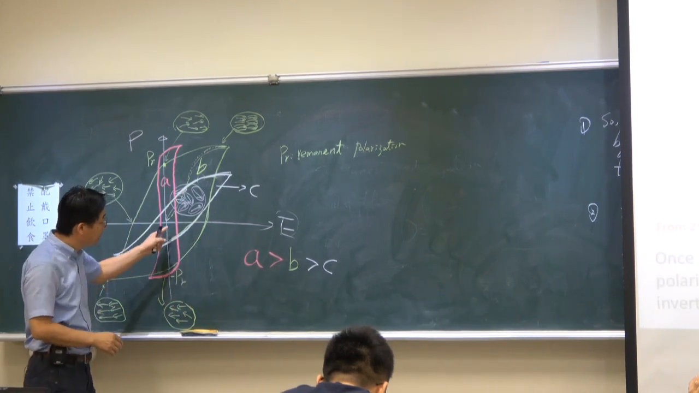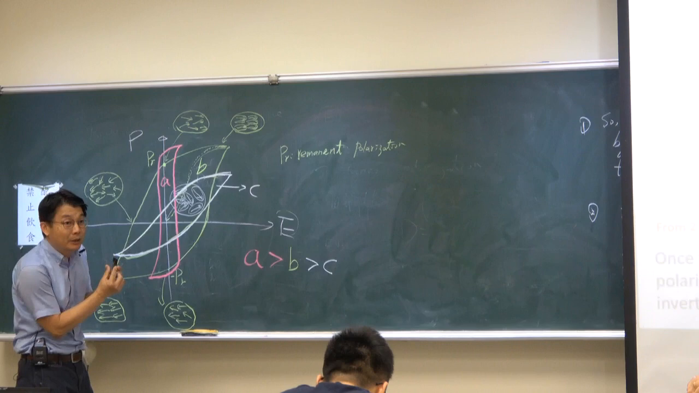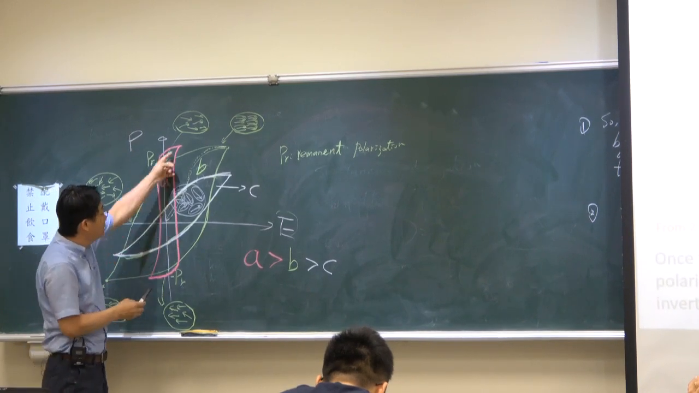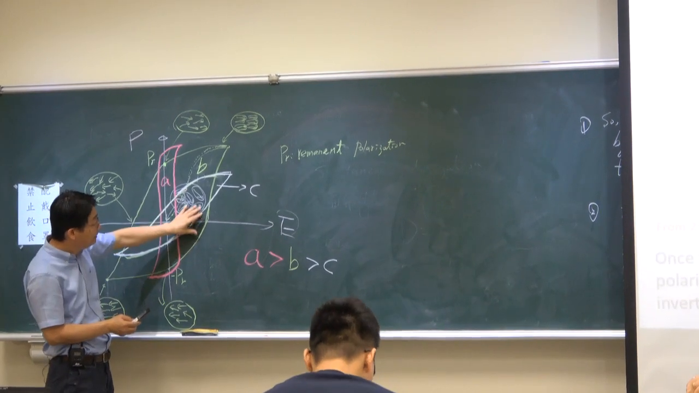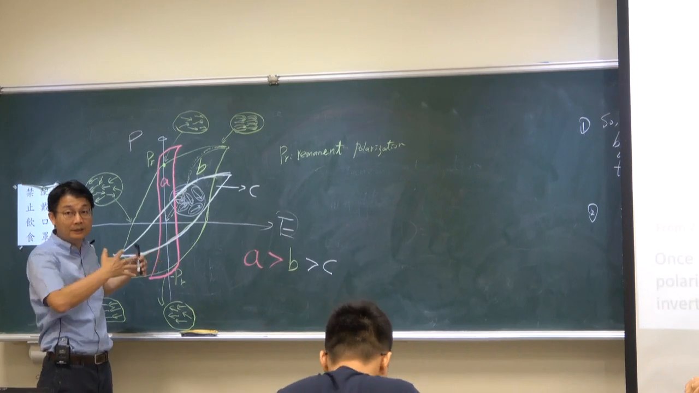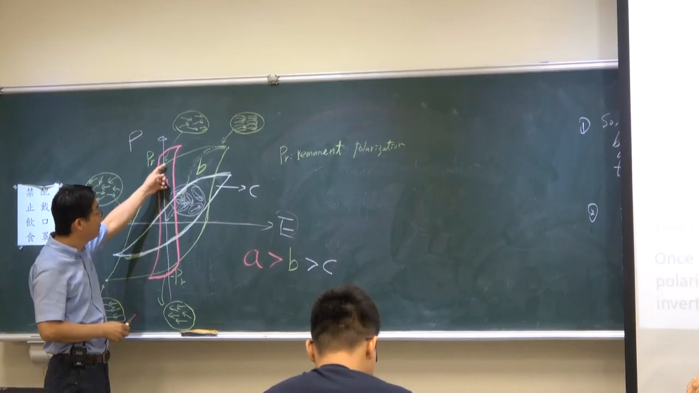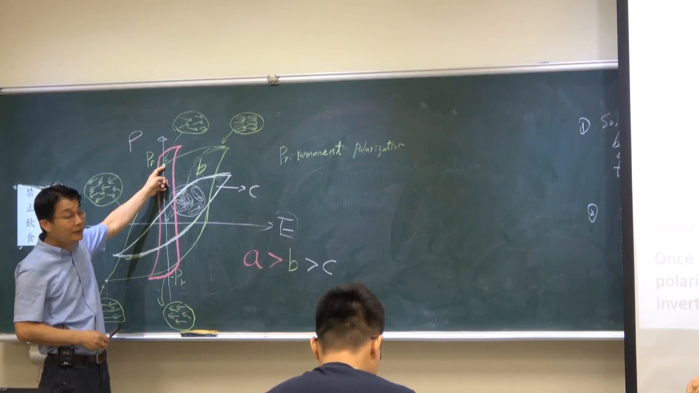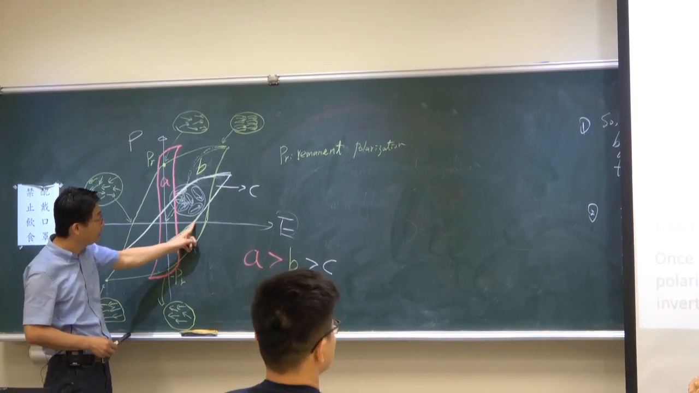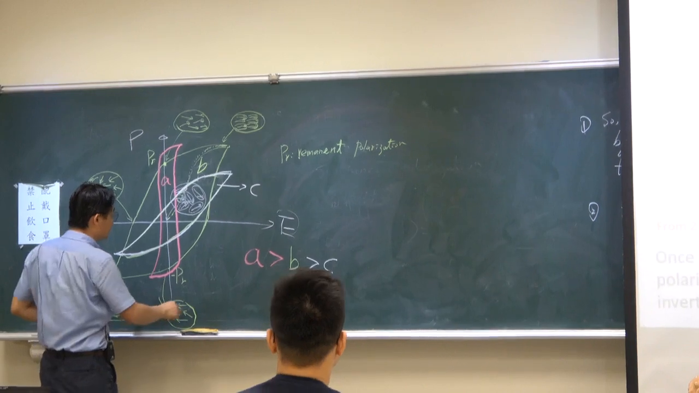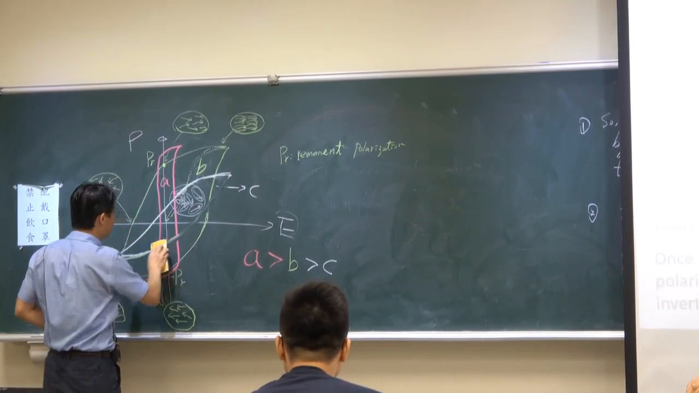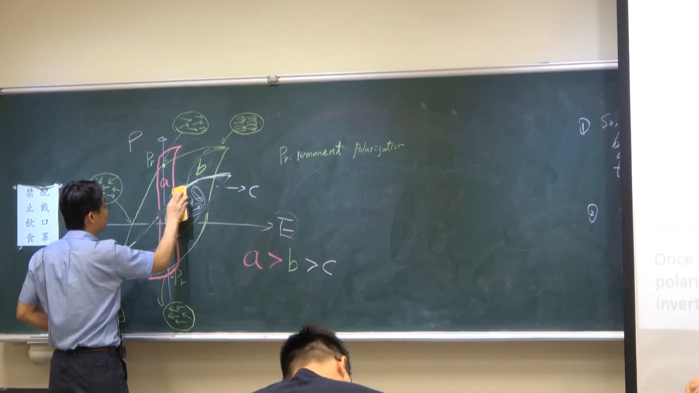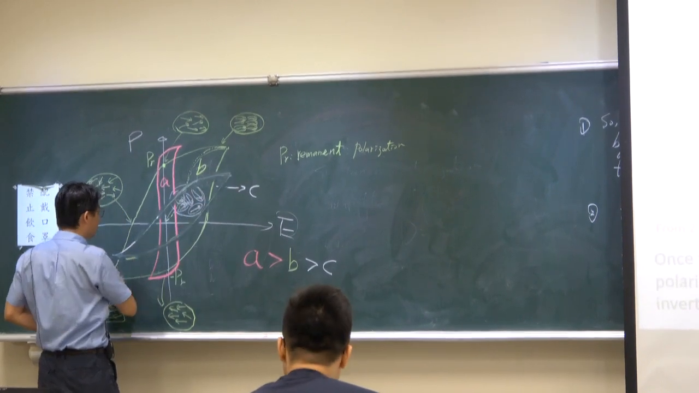For the A curve, you could see you just need to apply a small electric field, and you can increase the polarization right away. But for the B curve, you have to apply a large electric field, so therefore you can get the PR right here. But for the C curve, you still have to apply, for example, more exaggerated, looks like that. Sorry, let me change.